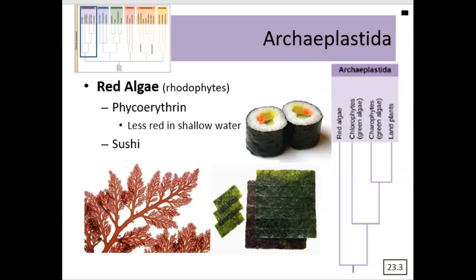Red algae are pretty important to us because the wraps that go around sushi rolls are made of red algae. So if you've ever eaten a sushi roll, then you have eaten a protist, and specifically a red alga.